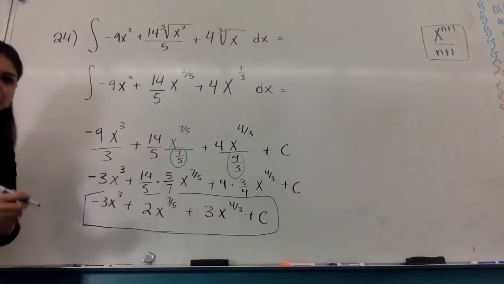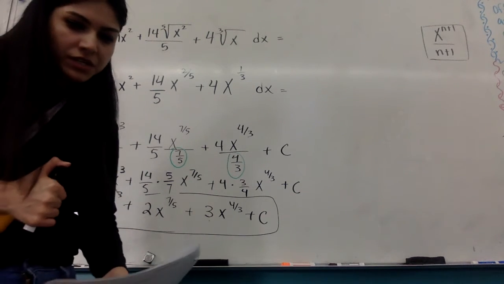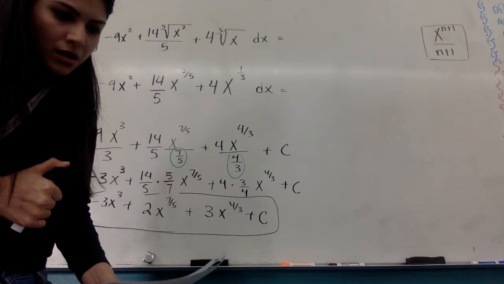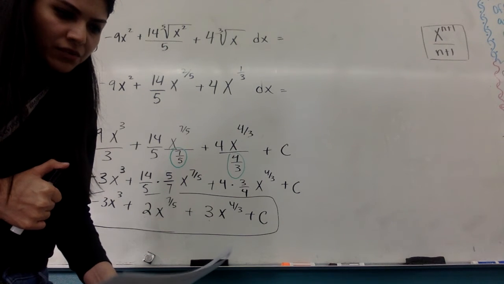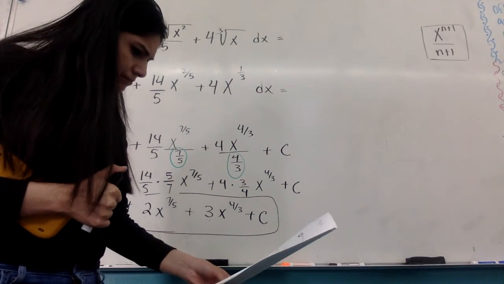So this is number 24 on your homework. As you know, in class we did 20 and 21 together. And 22 was very similar to 21, so I do expect you guys to attempt that on your own.